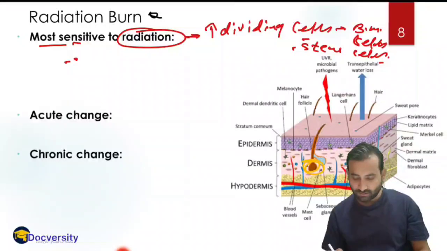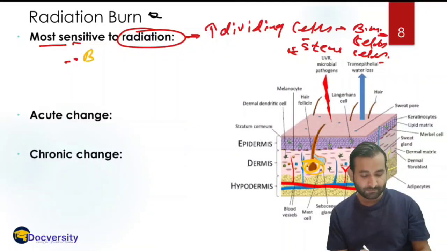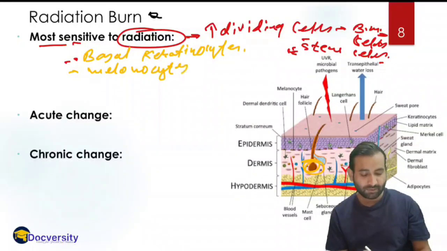Where do we have here? The basal keratinocytes, right? In this epidermis we have the basal cells over here, these basal keratinocytes, which are continuously dividing, right? So these basal keratinocytes are more sensitive. So what are these sensitive cells? Bone marrow cells, similarly stem cells, similarly the basal keratinocytes in the skin. Similarly we have the melanocytes in the skin, and similarly the hair follicles in the skin.